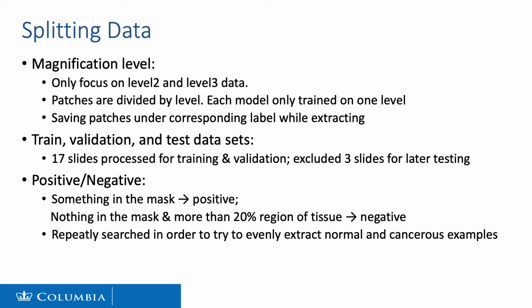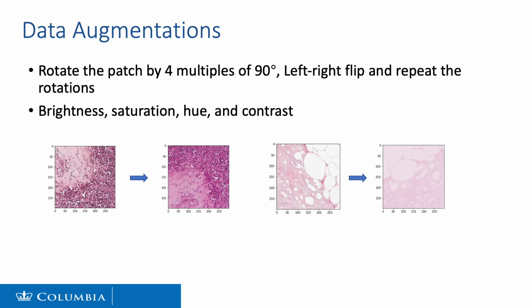In order to balance the data and add more positive patches, we repeatedly search the slides to extract more cancerous examples. But this will definitely cause duplication of our positive samples, so we did some data augmentation to deal with this problem. For our data augmentation, we do rotations, brightness, saturation, hue, and contrast changes.